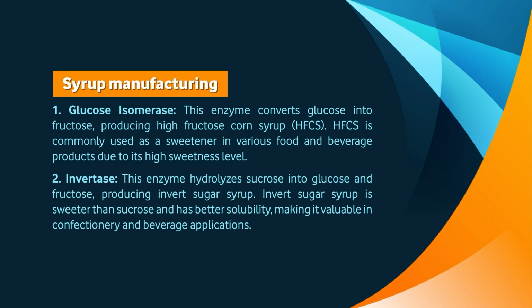Then invertase enzyme is used in syrup manufacturing, that hydrolyzes sucrose into glucose and fructose, producing invert sugar syrup. Invert sugar syrup is sweeter than sucrose and has better solubility, making it valuable in confectionery and beverage applications. Another one, transglucosidase is there. This enzyme can produce oligosaccharides from glucose, which are used as prebiotics in functional foods. Oligosaccharide syrup promotes gut health and has a lower glycemic index.